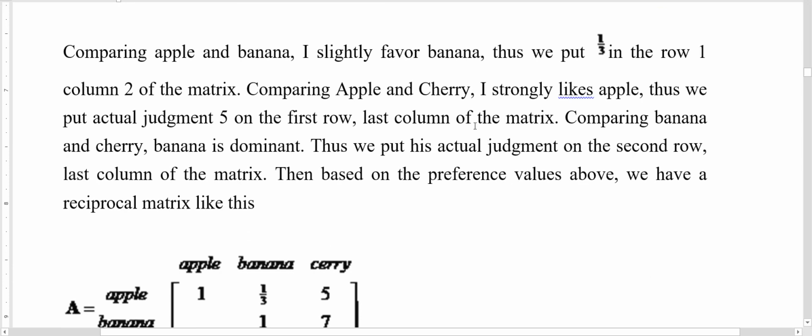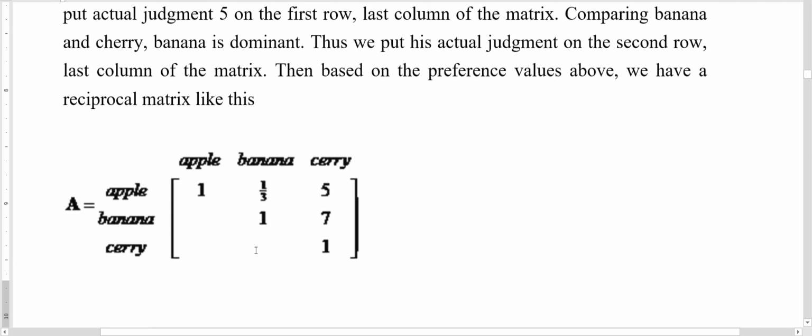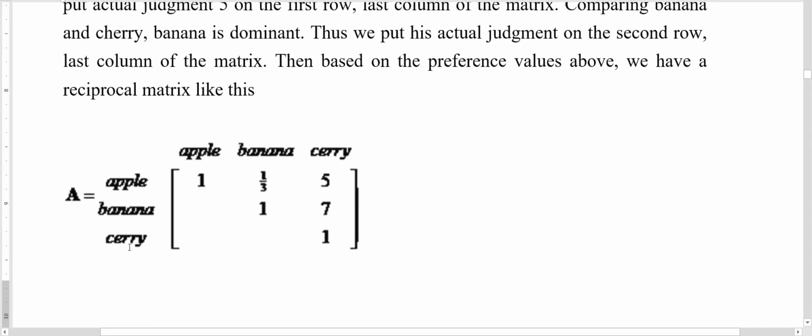Comparing apple and banana, I slightly favor banana, thus we put 1/3. See that there are 3 fruits and I'm comparing each with the 3 fruits. So apple with apple is always 1, because I cannot favor one apple to another apple. It is equal, as well as with bananas. So across the diagonal we have 1 values. Comparing apple to banana, I slightly favor banana, so I put 1/3 here.